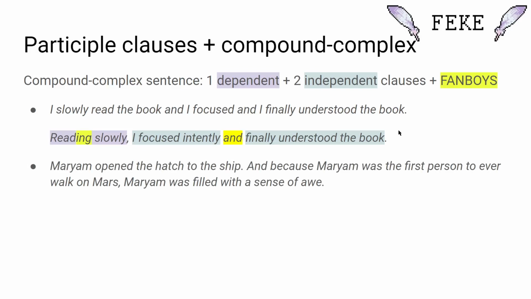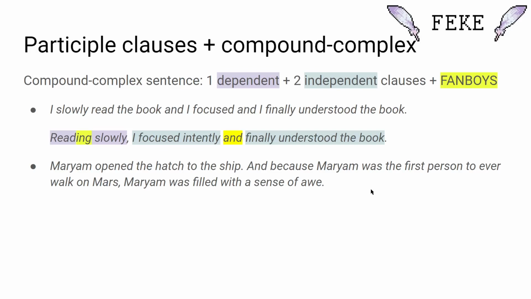Here's another example. So Mariam opened the hatch to the ship. And because Mariam was the first person to ever walk on Mars, Mariam was filled with a sense of awe. All right, great. This is an interesting sentence, but we can also notice that I've used the individual's name 3 times. Sure, I mean, it's fine, but using it thrice like this, it adds a lot of unnecessary space where we could use other words at other places in our essays to express other parts.